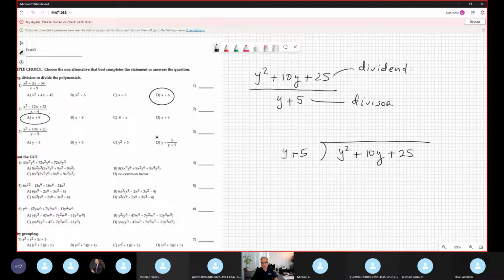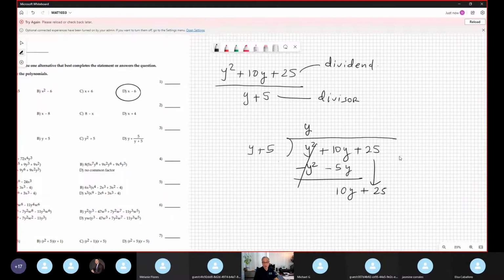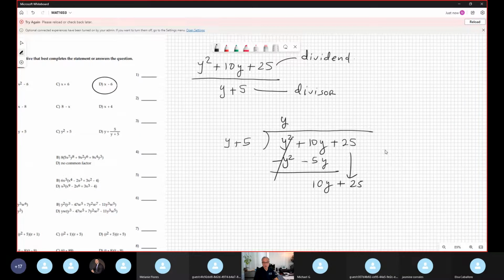And we start. It's a y, because y times y is y squared, and y times 5 is 5y. Change the sign by subtracting. This cancels, and this is 10y minus 5y. Bring down 25. Because we have to continue. Sorry, I made a mistake. Here 5, because 10 minus 5 is 5.